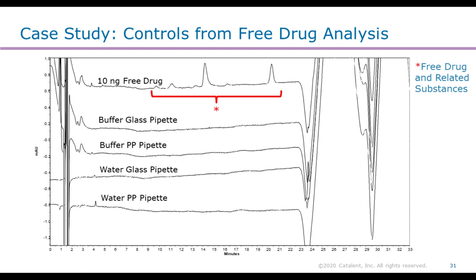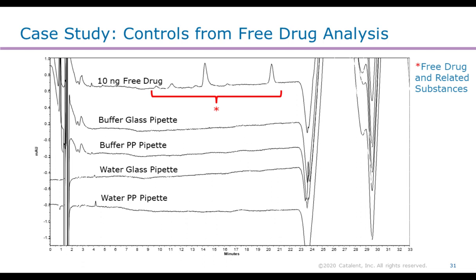Now, the controls in this slide here are overlaid to show that there are no interfering peaks that leach from the glass or the polypropylene pipette tips, at least in the quantifiable range of this method. And for this method, that's mostly what we care about, the range from about 4 to 23 minutes. The peaks appearing from about 10 to 22 minutes in the 10 nanogram free drug injection are free drug peaks and free drug related substances.